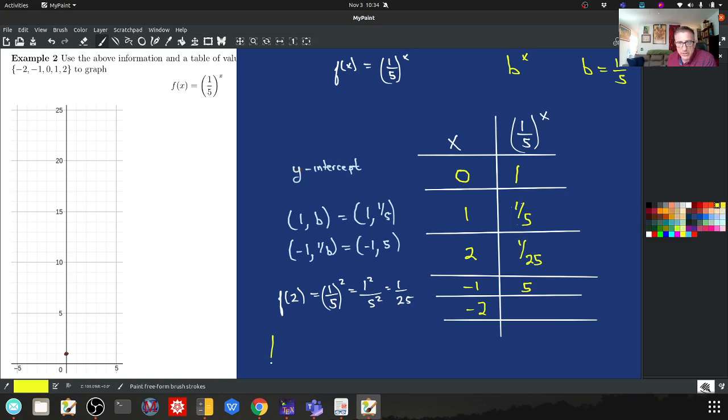And f of -2 is 1/5 raised to the -2 power, which is 1 over 5 to the -2, which is 5 squared, which is 25. So let's plot these the best that we can. I've already plotted 0, 1. So 1 and 1/5, it's really, really close. And then 2 and 1/25, it's even closer.